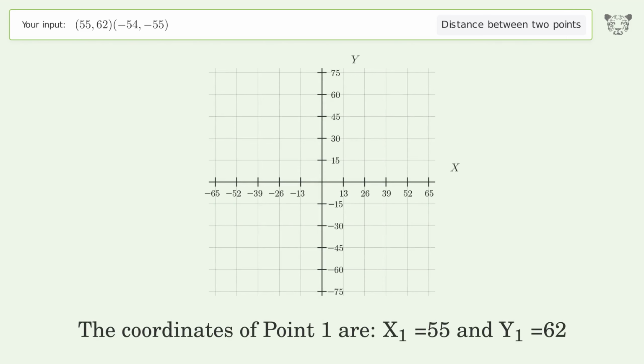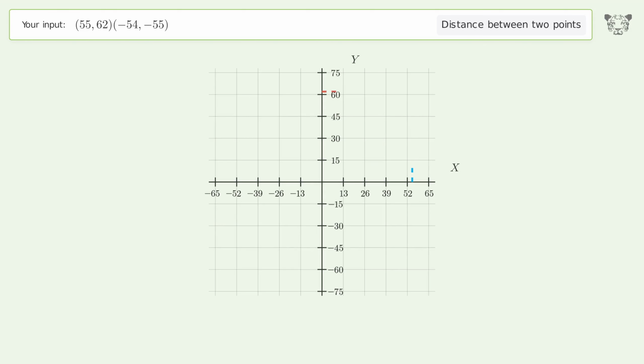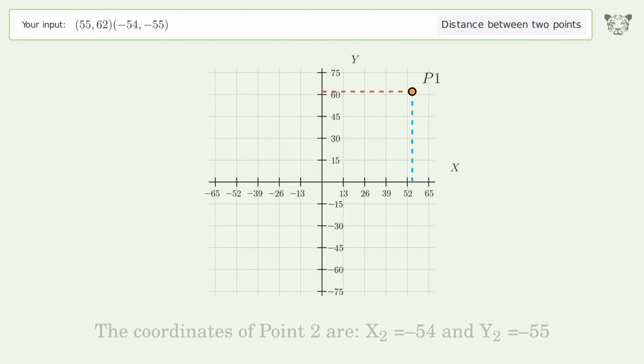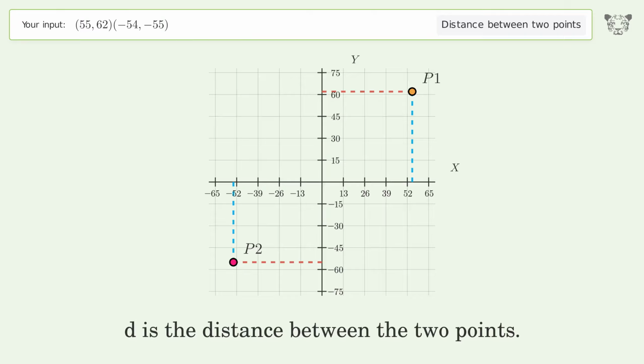The coordinates of point 1 are x1 equals 55 and y1 equals 62. The coordinates of point 2 are x2 equals negative 54 and y2 equals negative 55. D is the distance between the 2 points.